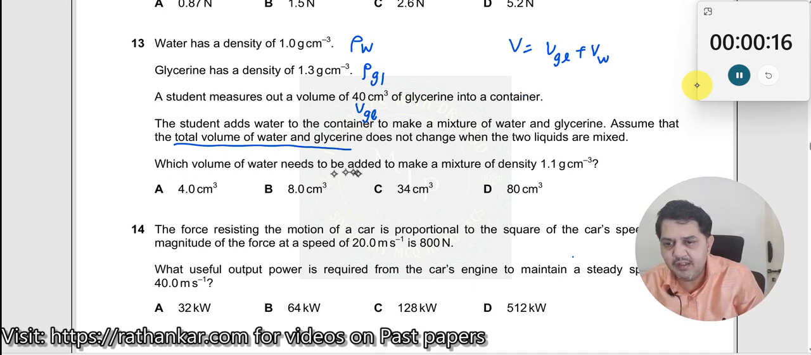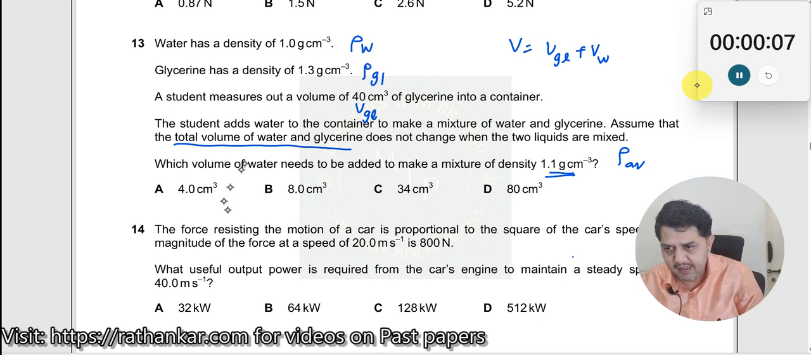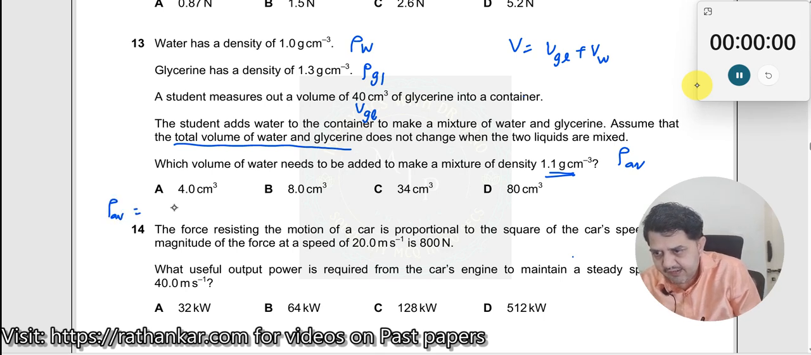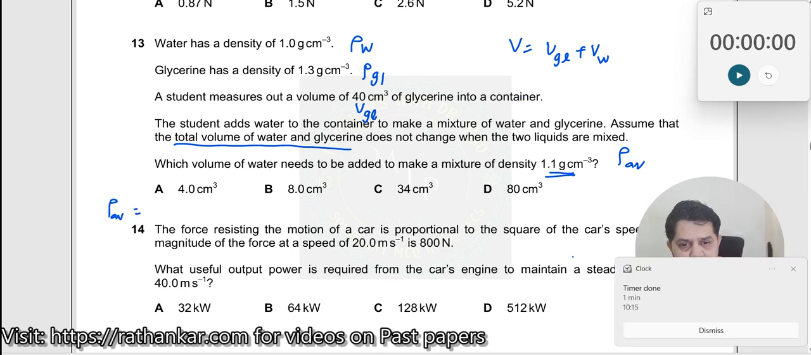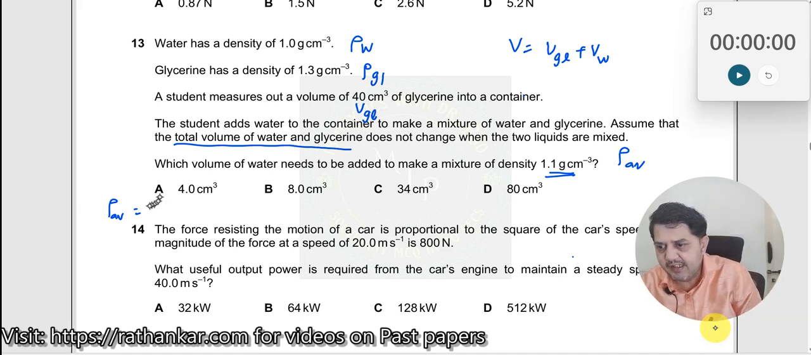Which volume of water needs to be added to make a mixture of a density of 1.1 gram per centimeter cube? See, what is this given here? This is your average density. Okay, when average density is given, how do you find it out? I will write here. Average density is not rho 1 plus rho W divided by 2, which is incorrect. Do not do this. Instead you should say mass of water plus mass of glycerine divided by volume of water plus volume of glycerine. This is what you have to write.